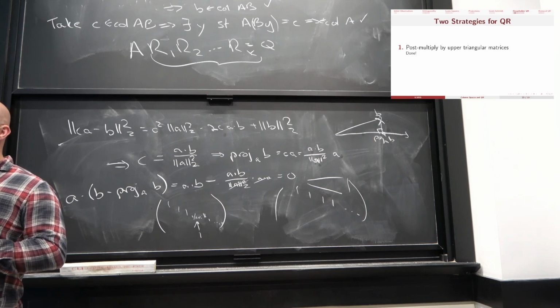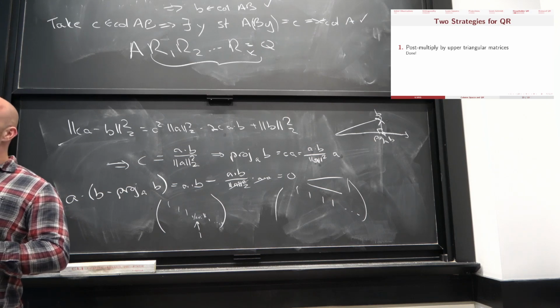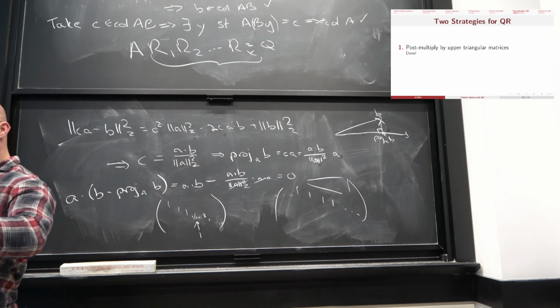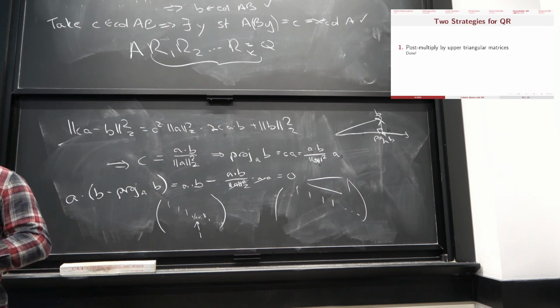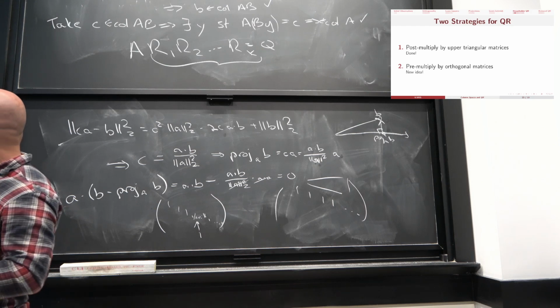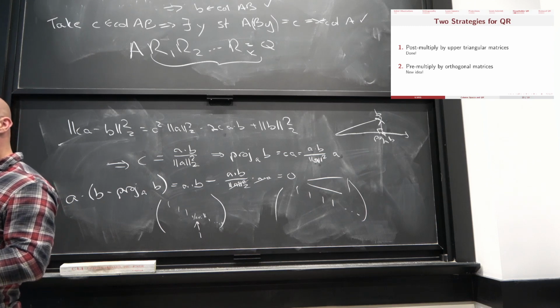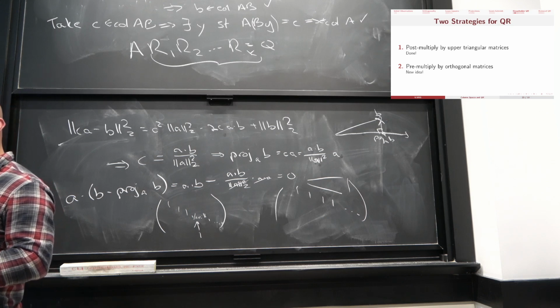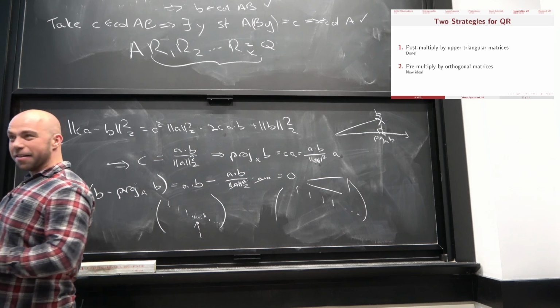What do you think is going to be my other strategy? Well, now I'm going to pre-multiply by orthogonal stuff until it looks upper triangular, right? If I take A and pre-multiply it by a bunch of orthogonal matrices until I get an upper triangular thing, then I'm left with a QR factorization from an opposite perspective. Does that make sense?